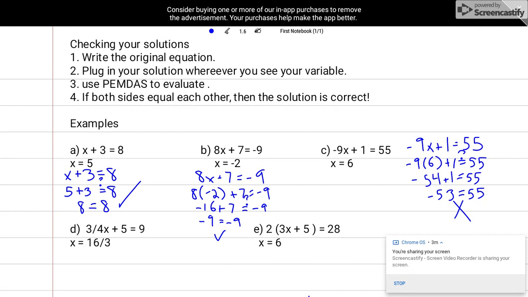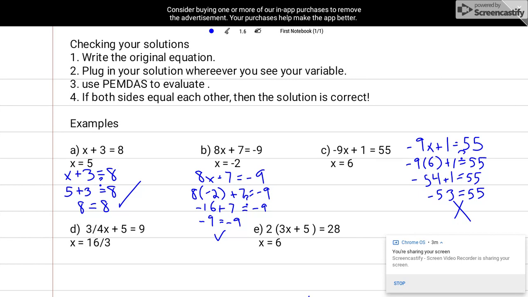So what this tells me is I have to go back and resolve my equation to get the correct solution. So this is why checking is so important. So when you're taking a quiz or a test or doing homework or practice problems, this is a way to evaluate if you are doing this correctly or not. It's like a very quick self-check for you. Well, let's keep on moving. Let's go to D here.